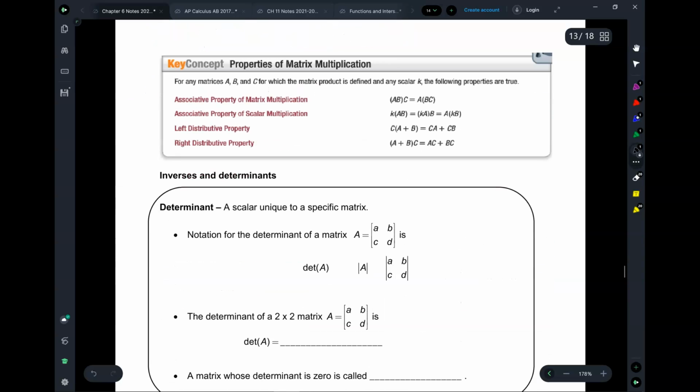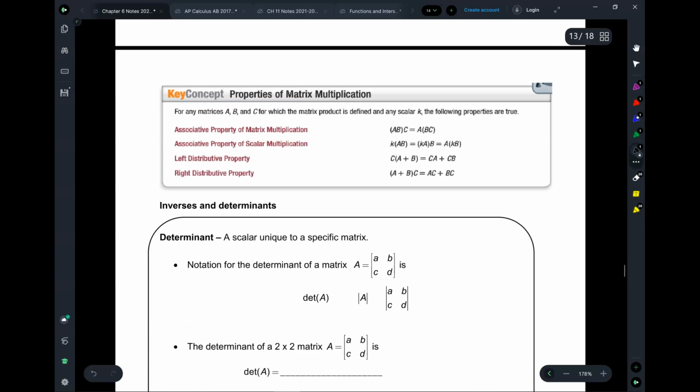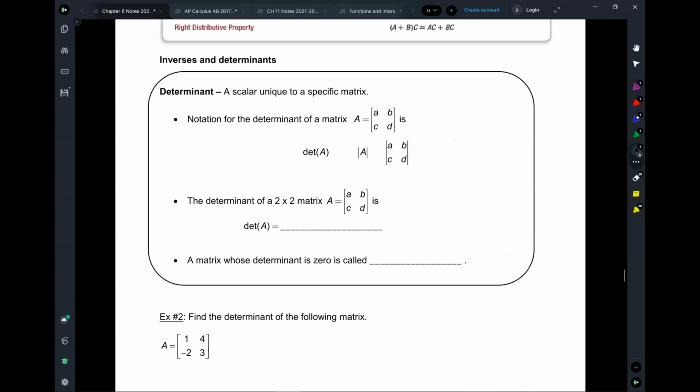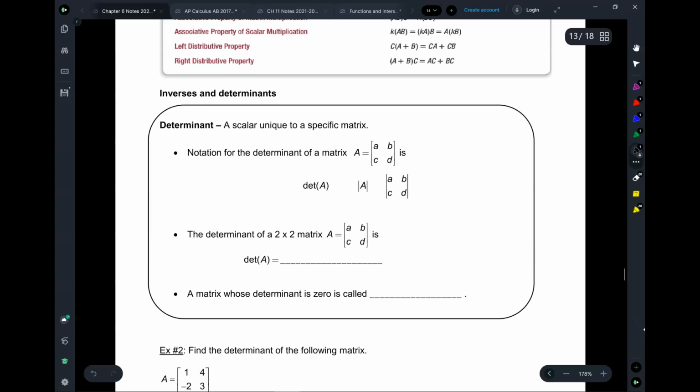Not too bad. Okay. Let's move on to the next page, to inverses and determinants. All right. A determinant is a scalar. A scalar is basically like a regular number, not a matrix. A determinant is a scalar number that is unique to a specific matrix, right? Every matrix has its own determinant. It's like a characteristic of a matrix. Just like each one of you have a different characteristic, that's what a determinant is.